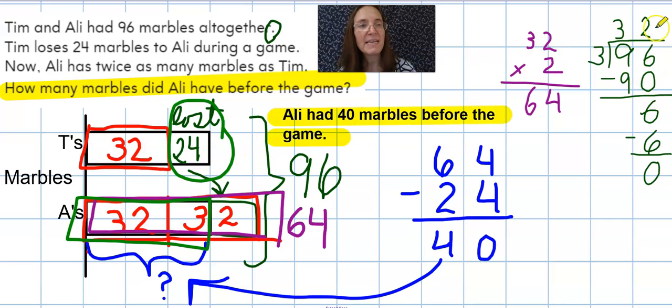And I might go back and say, well, we did this division to find out what each of these red boxes was. We did some multiplication to find out how much Ali had at the end of the game. And we did more subtraction to figure out how much he had before they even started playing. Friends, bar modeling for multiplication and division and for word problems is such a strong strategy. I can't wait to see how strong you're going to get with more and more practice.